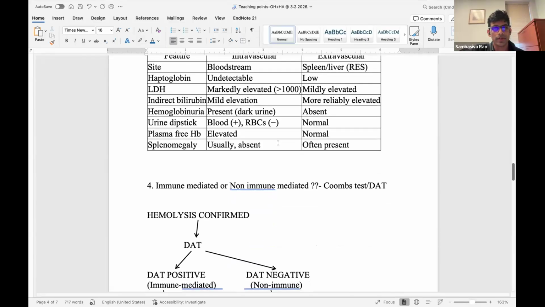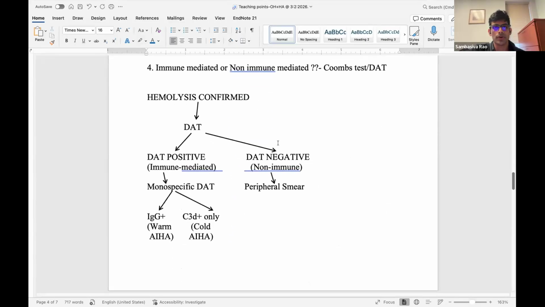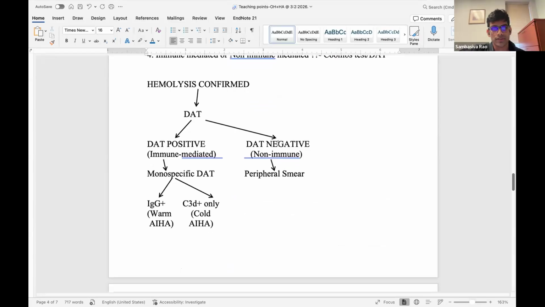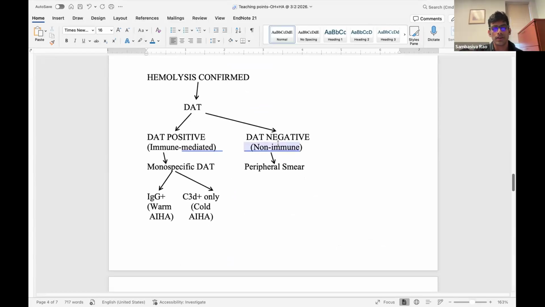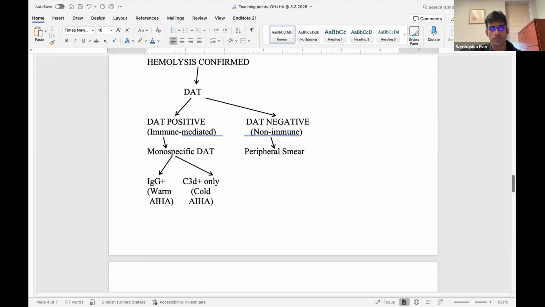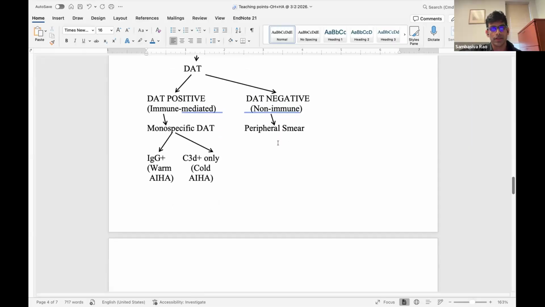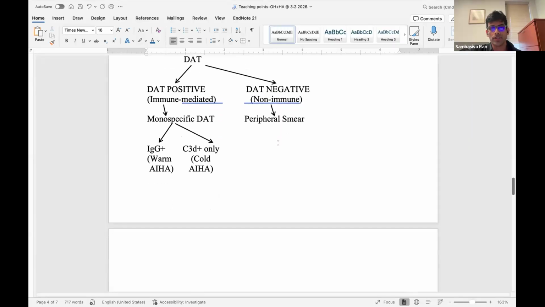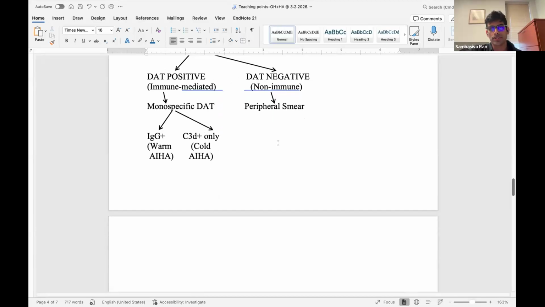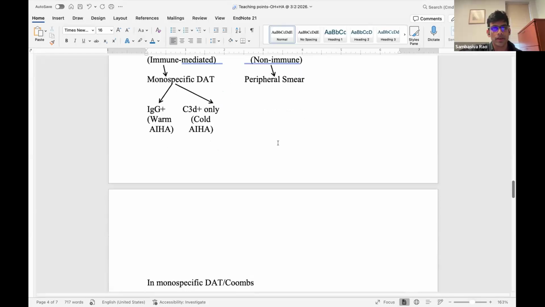Next, let's go to immune mediated hemolysis. Here, once you get the Coombs test and confirm that it is immune mediated, you need to know whether it is IgG mediated or IgM mediated, basically warm autoimmune hemolytic anemia or cold autoimmune hemolytic anemia. So we have to do a monospecific DAT test. If we see IgG immunoglobulins, we will go with warm hemolytic anemia. If you see IgM or C3d positive, you think of cold autoimmune hemolytic anemia.